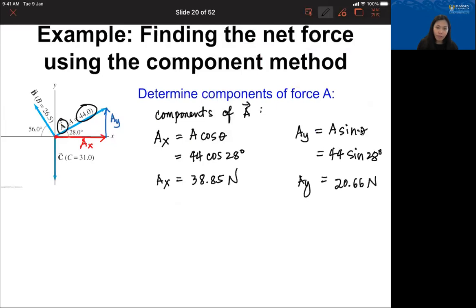Finally, check the directions of your vectors. Your horizontal component is pointing to the right, and last time we said that if your vector is pointing to the right, that will be positive. Pointing upwards will be positive, pointing to the left will be negative, pointing downwards will be negative. So Ax is pointing to the right, so that should be positive. Ay is pointing upwards, so that should also be positive. That's the final check you have to do, to put the directions on your vertical and horizontal components.